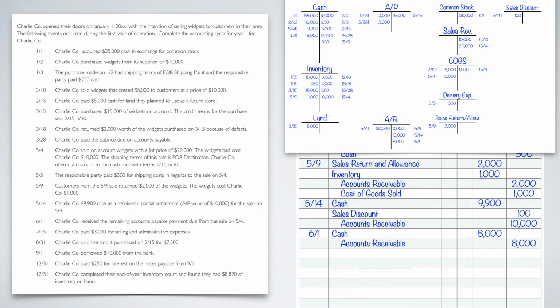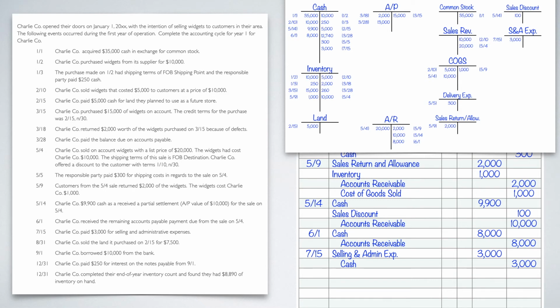Okay, so now we're going to go to 7.15. It says Charlie Company paid $3,000 of selling and admin expense. So this one's pretty straightforward. 7.15, we've got selling and admin expenses, our debit of 3,000. And because it doesn't say anything, we're assuming cash, so cash of 3,000. Put that into our T tables. Looks like that. There we go. All right, let's look at 8.31.